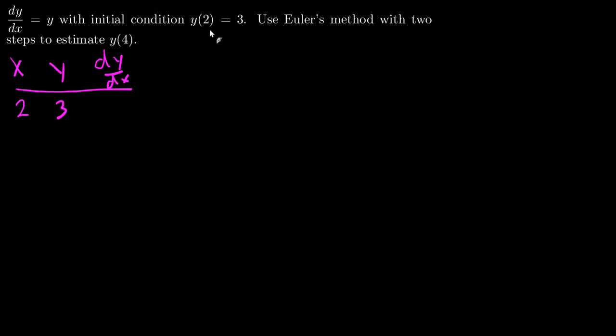Now I know that I'm going from 2 to 4, so the interval is 2 units wide, and I want to use 2 steps, so that change in x for each step, which a lot of references call h, is going to be 2 divided by 2, which is 1. If you need more info on this, I made a video explaining it better, but that means that I'm going to go from 2 to 3 to 4.